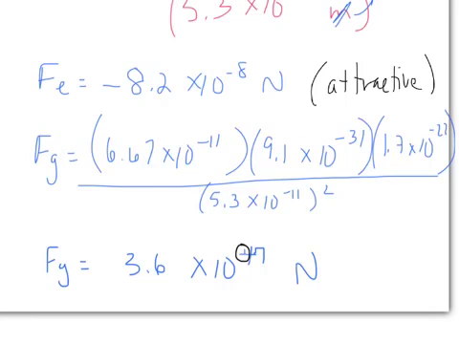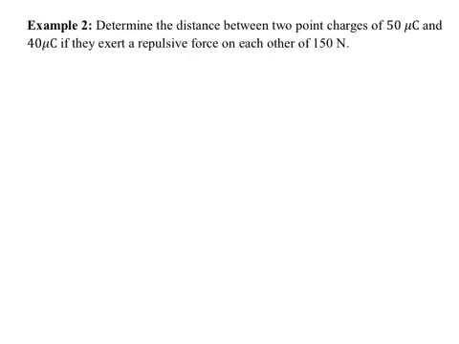Gravity is always attractive, so we don't have to worry about that force. Gravity always pulls two things together. Example 2. Determine the distance between 2-point charges of 50 microcoulombs and 40 microcoulombs if they exert a repulsive force on each other of 150 newtons.